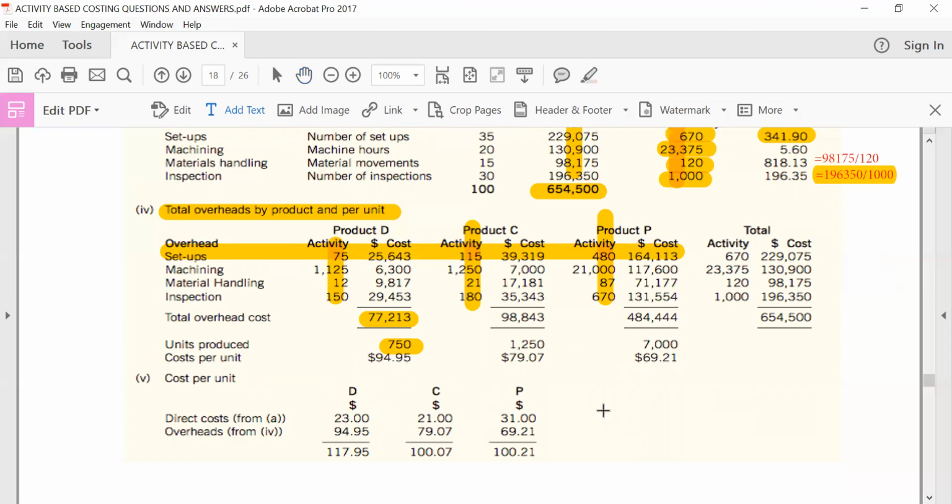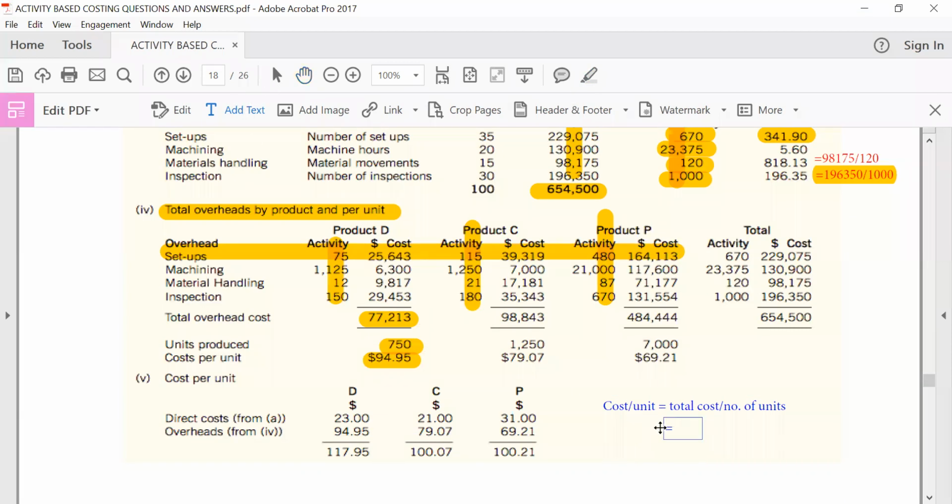So the cost per unit will be calculated as the total cost divided by what? Number of units. In this regard, I'm showing you how the examiner got this figure, this 94.95. The total cost was 77,213, and the number of units he produced was 750. So you just divide that, right?